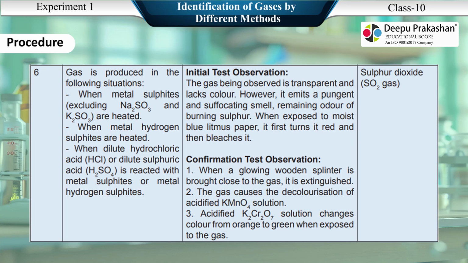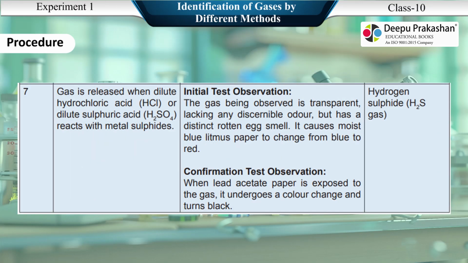Confirmation test observation. 1. When a glowing wooden splinter is brought close to the gas, it is extinguished. 2. The gas causes the decolorization of acidified KMnO4 solution. 3. Acidified K2Cr2O7 solution changes color from orange to green when exposed to the gas. Sulfur dioxide gas. 7. Gas is released when dilute hydrochloric acid or dilute sulfuric acid reacts with metal sulfides.